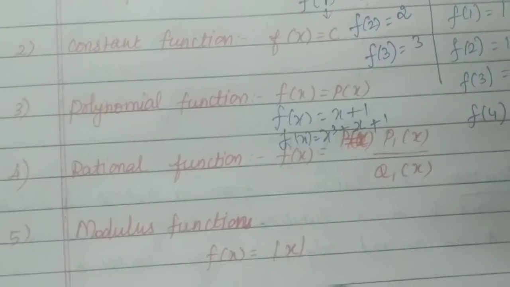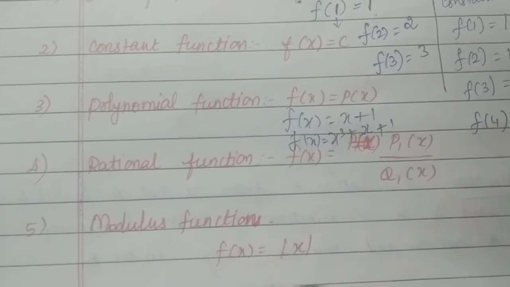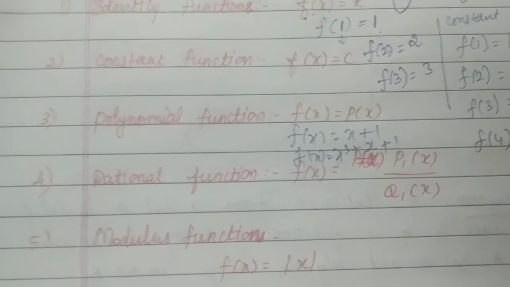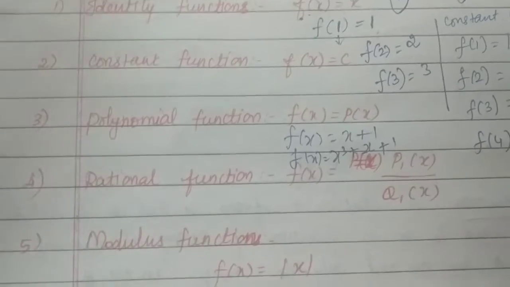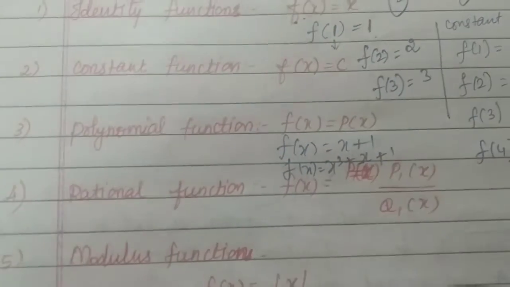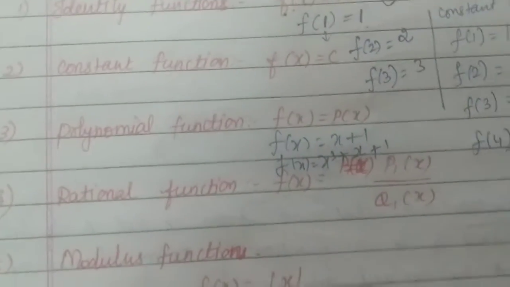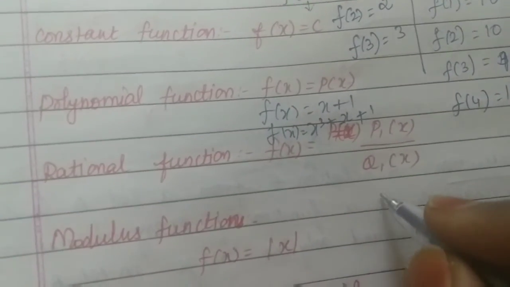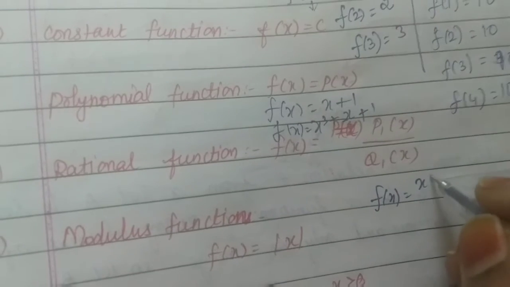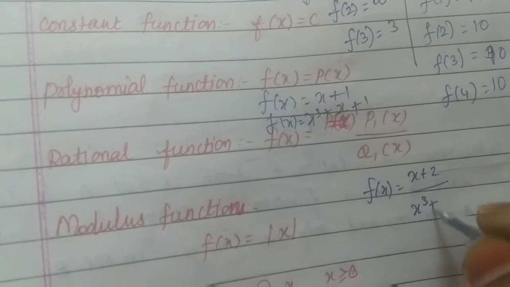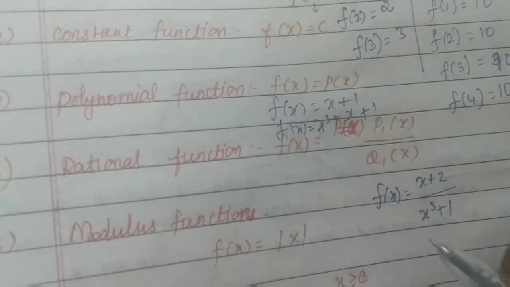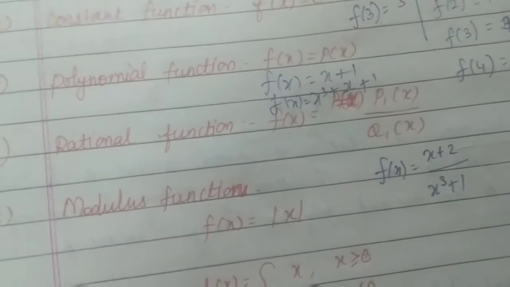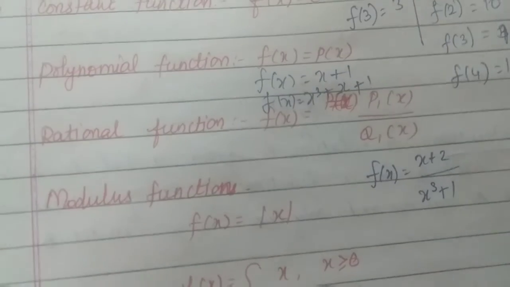A rational function. Rational number: what is a rational number? A number which is represented in the form of p by q, where p and q are integers and q is not equal to 0. That is a rational number. The same way, a function can be represented as f of x is equal to p of x divided by q of x. For your understanding, I have written p1 of x divided by q1 of x. f of x is equal to x plus 2 divided by x cube plus 1. Therefore, this is a rational function where the denominator q is not equal to 0. It should be of the form p by q.